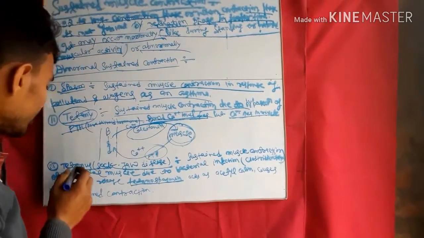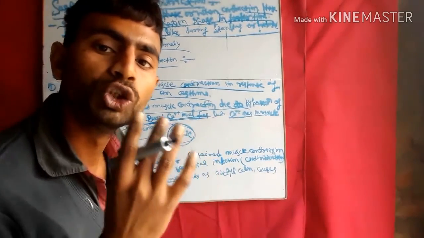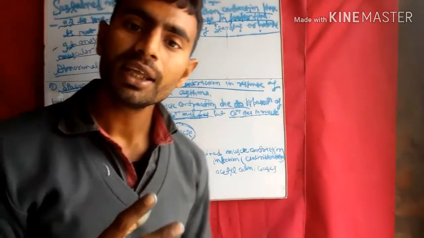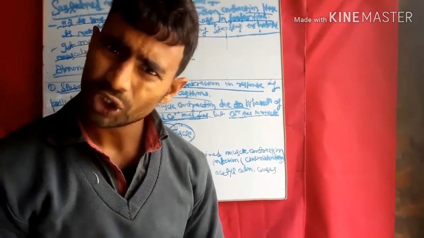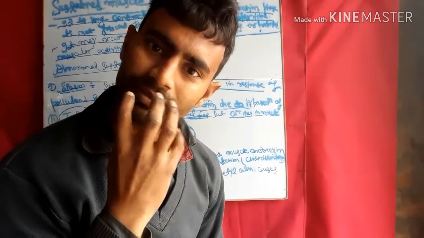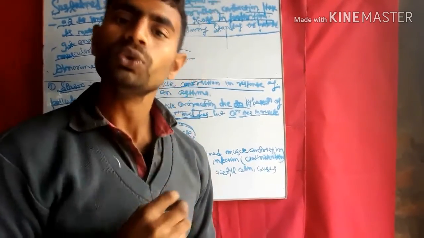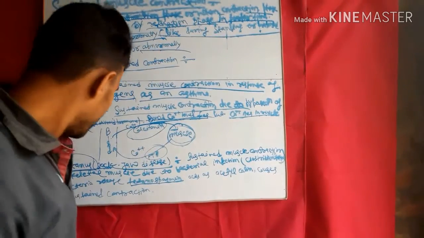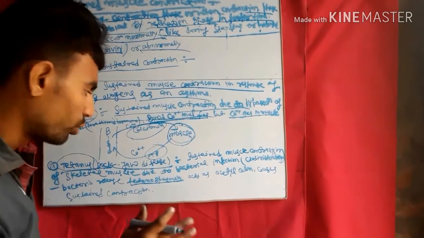Third is tetanus. Tetanus is also called lockjaw disease, because due to sustained muscle contraction in tetanus, the jaw is locked. Due to this, its name is lockjaw disease. This is tetanus. Tetanus is also called lockjaw disease.